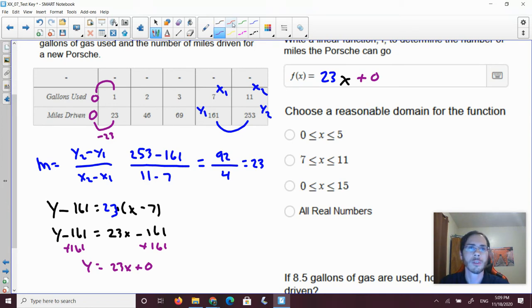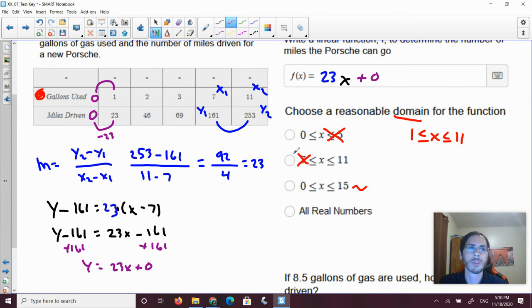For the next part, we have to choose a reasonable domain. So again, remember, domain is going to be the x's. So we're only going to look in the gallons used section. Well, if I look at the domain that I'm given, I'm at least given from 1 to 11. So 0 to 5, 5 doesn't go to 11, so I'm not going to pick that one. 7 to 11 doesn't go down to 1, so I'm not going to pick that one. 0 to 15 seems like it might be a good choice. I'm thinking about that one.